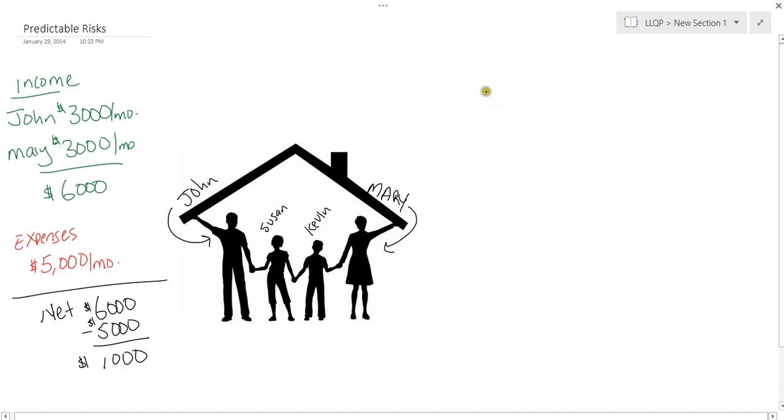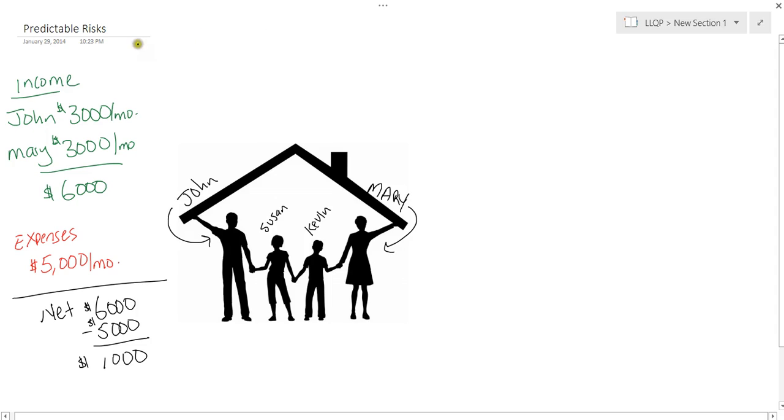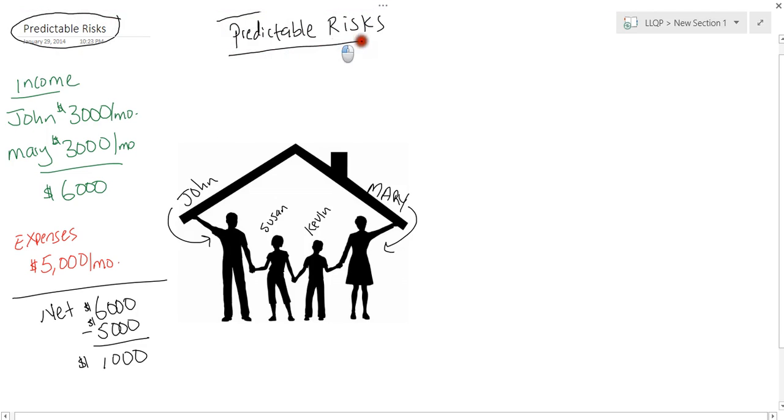Okay, and now you as an agent, you're going to come here and you are going to try to help this family deal with risks. Well, what risks, you might say? So let's introduce the concept of predictable risks. These are risks that families are better off planning against, so that in case they happen, they know how to deal with them, or they have a solution for them. I'm going to list these risks here really briefly.